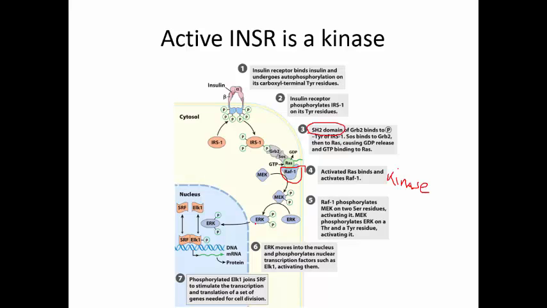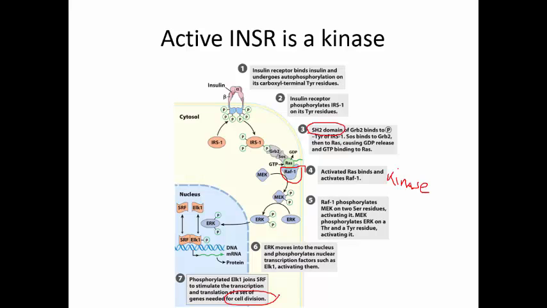ERK then is going to actually move into the nucleus, where it is also a kinase, and it is going to phosphorylate some transcription factors. Transcription factors are just anything that causes a specific portion of the genome to get transcribed into mRNA, which will eventually get turned into protein. There are a lot of transcription factors. These particular ones are going to activate genes that are needed for cell division.